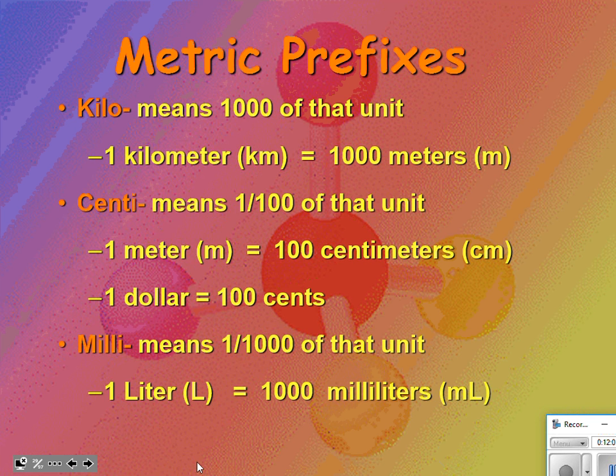Kilo means 1,000 of that unit. 1 kilometer is 1,000 meters. Centi is 1/100th of that unit. 1 meter is equal to 100 centimeters. $1 is equal to 100 cents. Milli is 1/1000th. So 1 liter is equal to 1,000 milliliters. Now, like I said, we're probably familiar with those parts of the metric system.